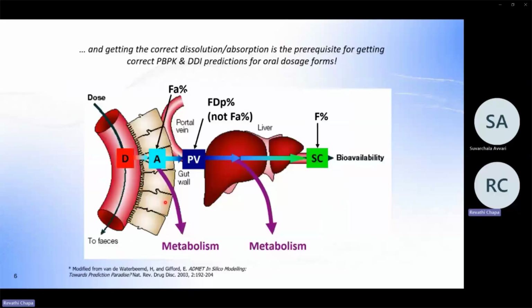As I said, before we make any DDI prediction, it is a prerequisite to have the right dissolution and absorption. Otherwise, you would be missing out on some processes which are sensitive for predicting the DDI. So it is essential to incorporate the metabolism and transporters if they are involved in the absorption processes.